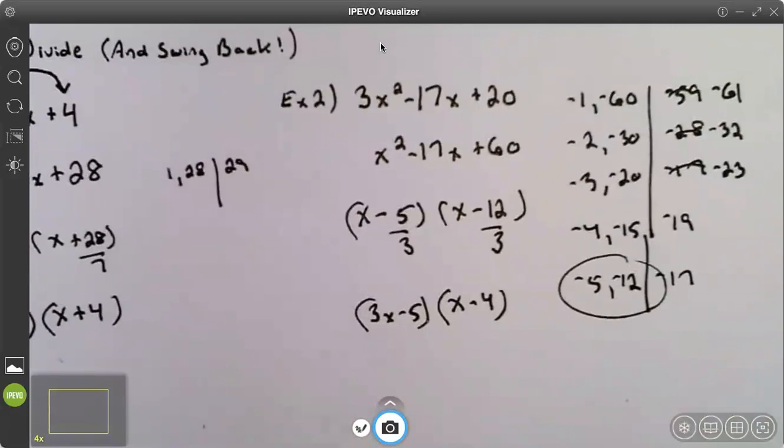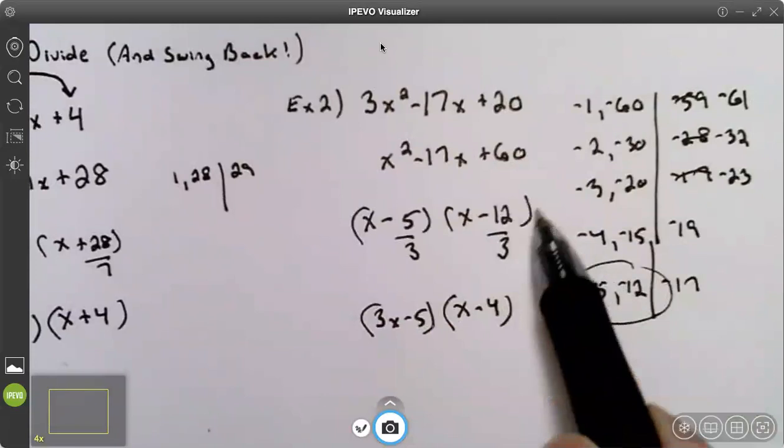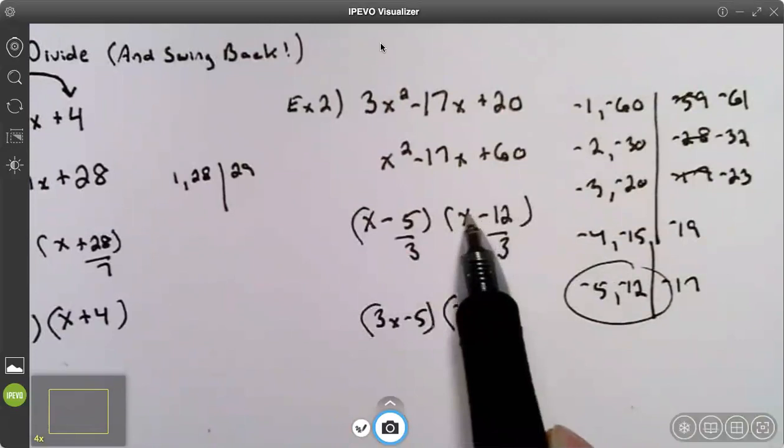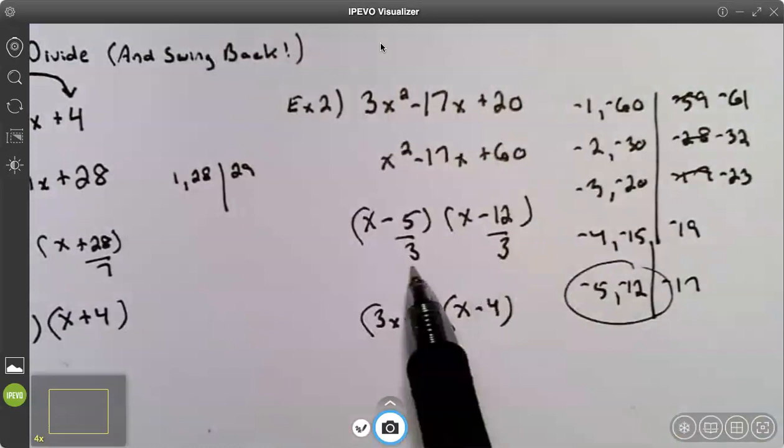I swung the 3 over, multiplied it by 20. I factored a trinomial with a leading coefficient of 1 to get x minus 5 times x minus 12. Then I went back to swing and divide. I swung. I divide by what I swung, which is a 3. And if the 3 will not go into 5, which it won't, I swing it back.